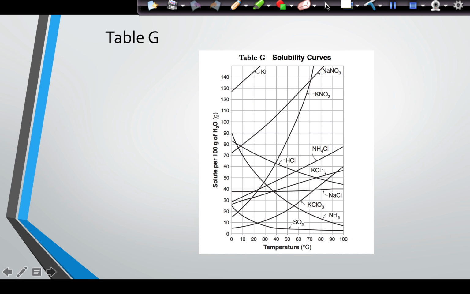Remember that table G shows us solubility curves, and when we're talking about solubility curves, remember that this is the plot of a saturated solution for potassium iodide. This is the number of grams that you can put into 100 grams of water at these temperatures and get all of it to dissolve, as well as have it dissolve in an equilibrium.